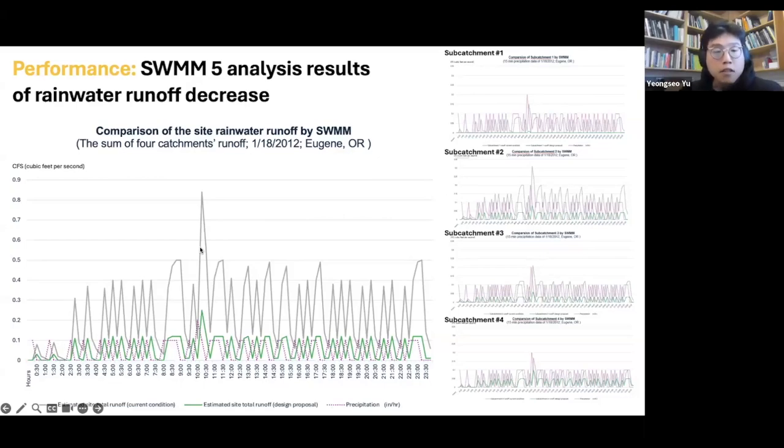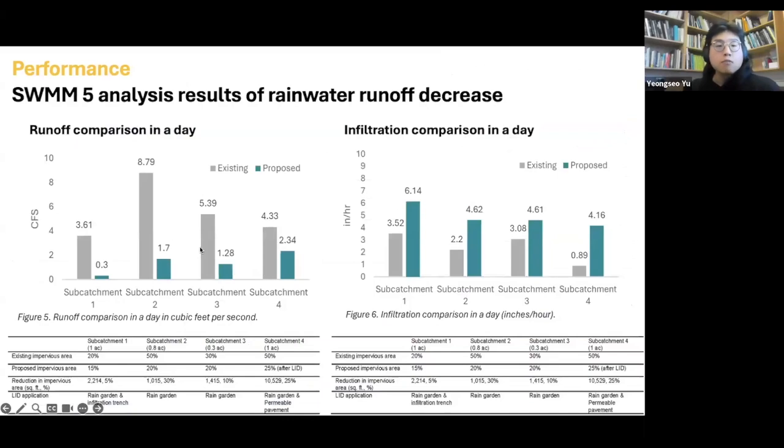So next slide, please. And this is a more reasonable and translated graph based on the previous results. Our design for the entire site shows a significant improvement. For example, our design reduced rainwater peak runoff by up to 0.64 cubic feet per second, and also delayed the peak flow rates by approximately 20 minutes.